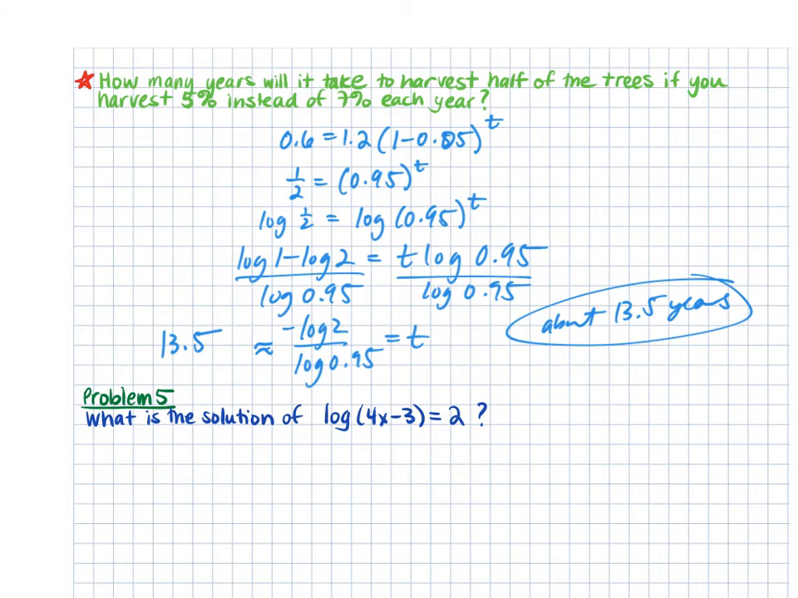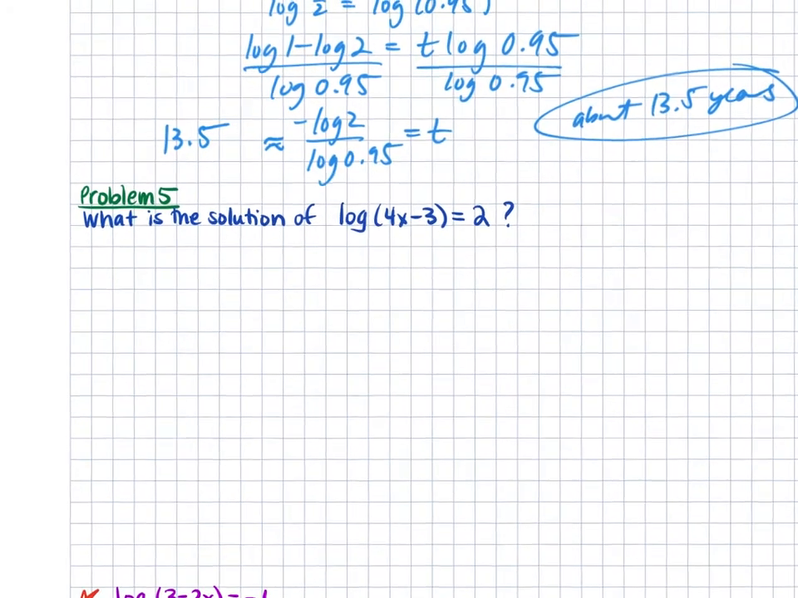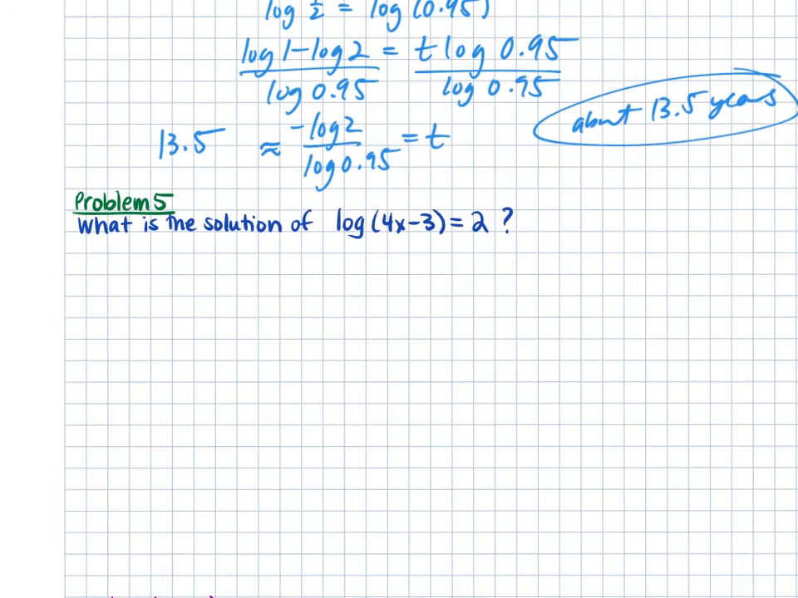Now we're going to solve when our equation has logs. So instead of taking logs of both sides, we're going to exponentiate each side to get rid of the log. That word exponentiate means we're going to turn each side of the equation into an exponent. And that's how you get rid of the log.